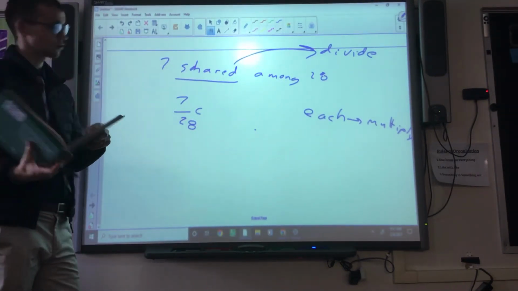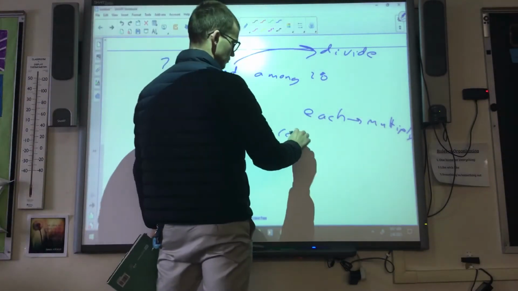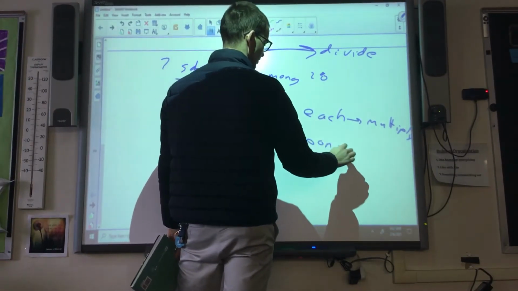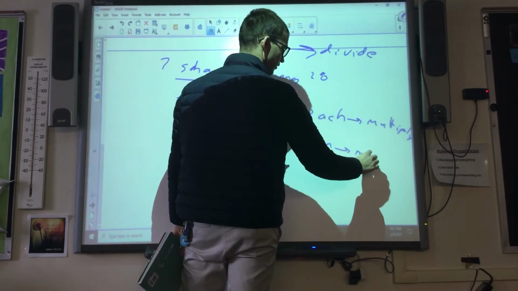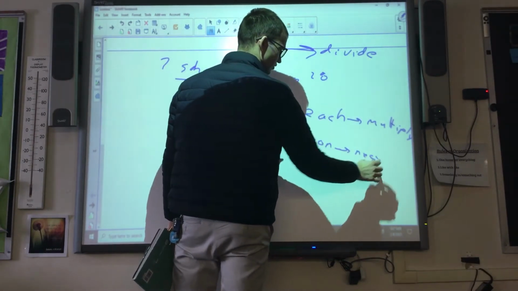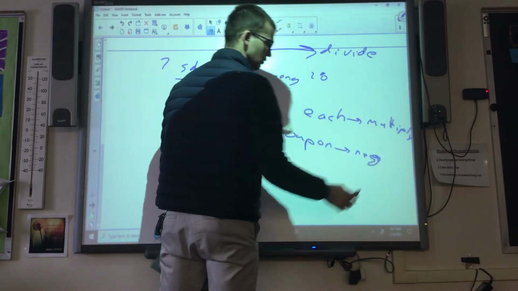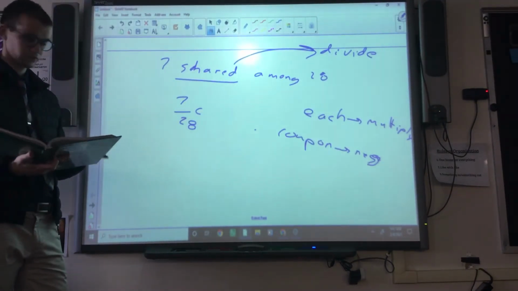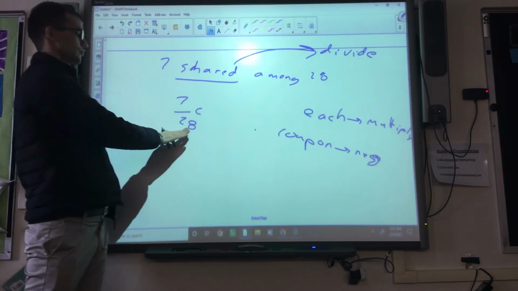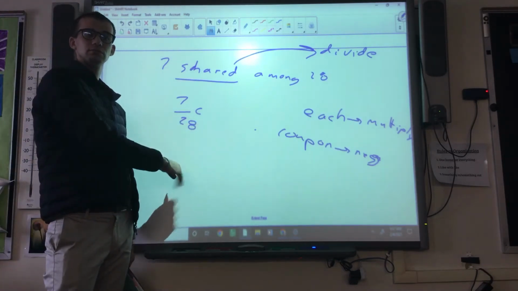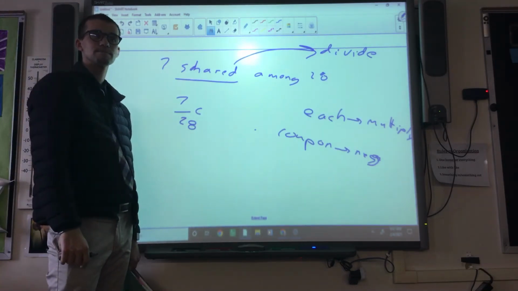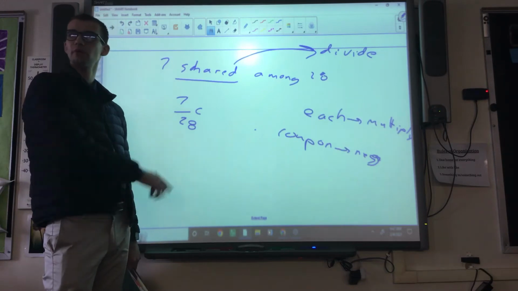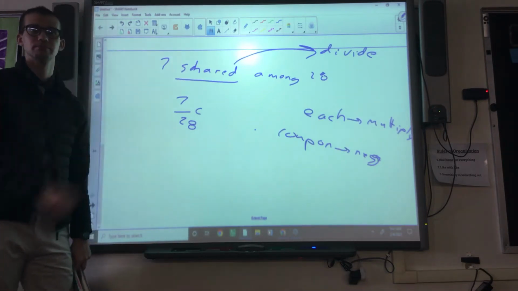Anytime you see a coupon, that's going to mean it's negative or it's subtracting. All those are good things to put in your notes. 7/28C, good? There's still something wrong with this. What's wrong with 7/28C?